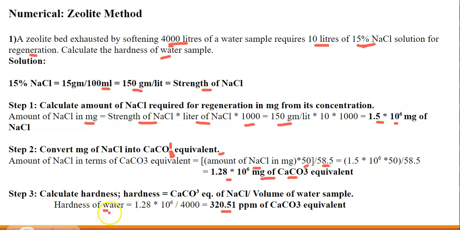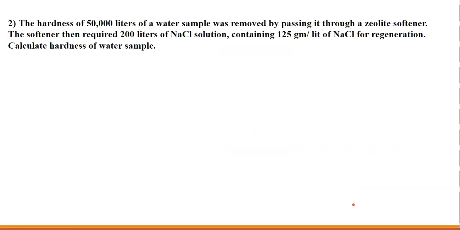So here they had asked you the hardness, so they have given the volume of water sample. Or else in some cases, they will ask you to calculate the volume of water sample and the hardness would be mentioned. So you have to just switch the places. Instead of dividing the amount of NaCl in calcium carbonate equivalent by volume, you have to divide it by hardness if they have asked you to find the volume. So this is how the numerical is solved. There are some sample questions in the next slide which you can try by yourself in the same way.